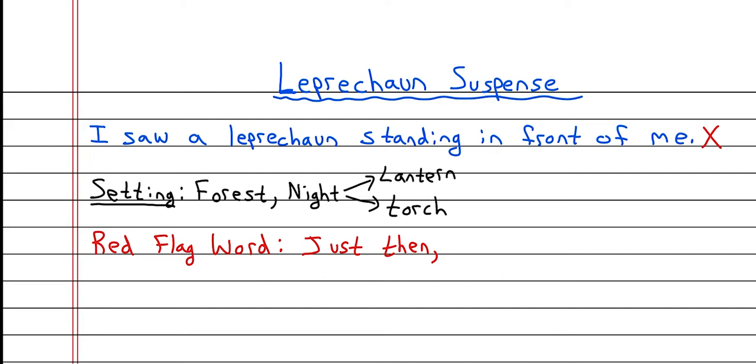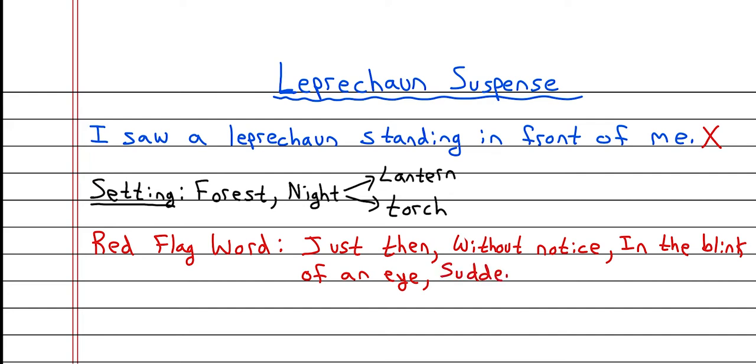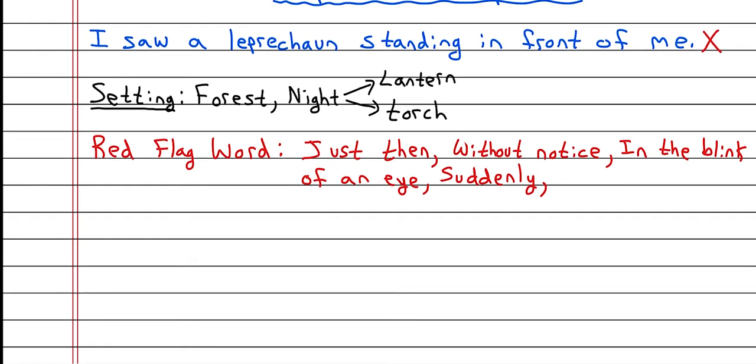Or if I said something like "Without notice," let's write that down. Without notice, something big is about to happen. Or if I said, "In the blink of an eye," something's about to go down. Or if you saw "Suddenly," it's about to go down. Something big is about to happen. There's a lot more, but this is just a brainstorm that I might use some of these when I write my suspense paragraph. Remember, we're planning for this now.